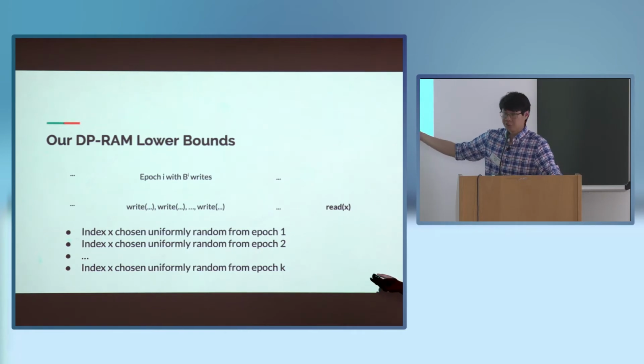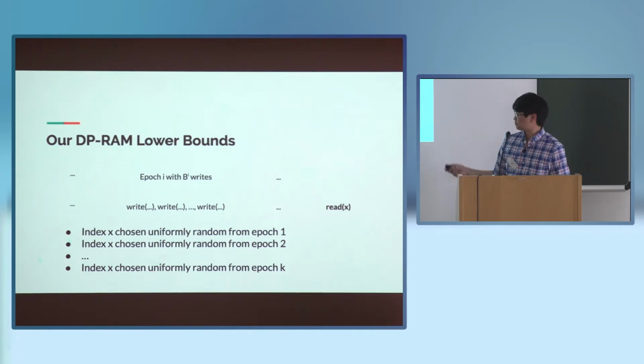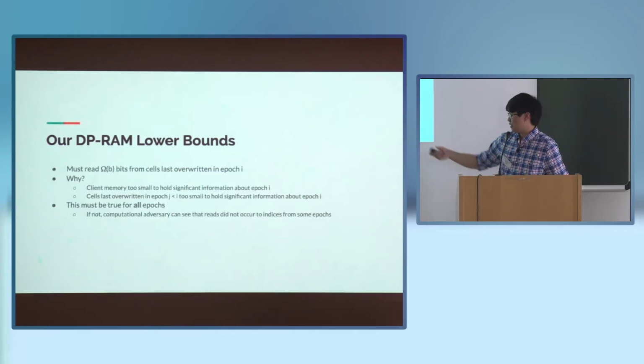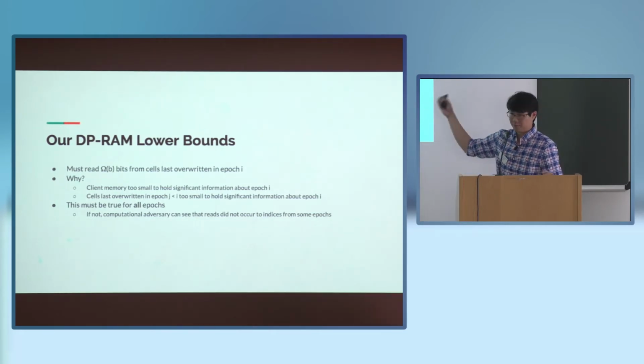Right, so this is how we do this. Note that we only change the read operation. All the writes stay the same. We're only changing one operation, so differential privacy is still strong. And this must be true for all epochs, by the same idea that Casper described for ORAM, which we've done before.